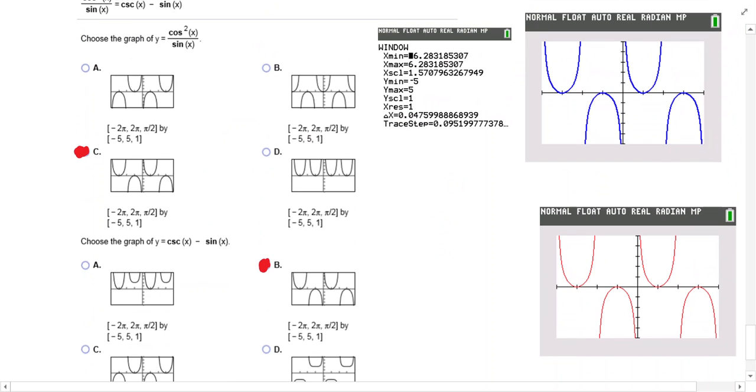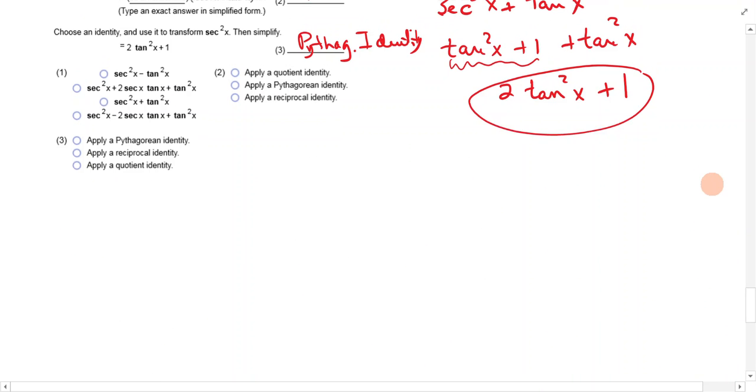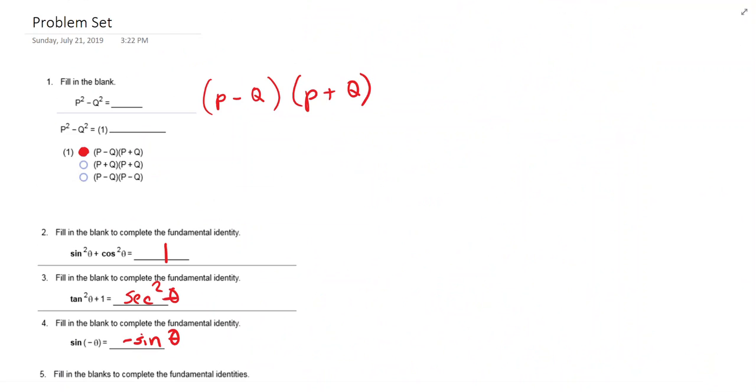Well, when you do it on your calculator, they overlap each other, and you can see really well that that's the same graph. When you do your window, it tells you to do negative 2 pi to 2 pi. That's your x min and your x max. And then negative 5 and 5 is your y. And your scale is pi over 2 for your x. So I think you can do that on the calculator pretty well. So hopefully that will help you in practicing verifying and simplifying identities.